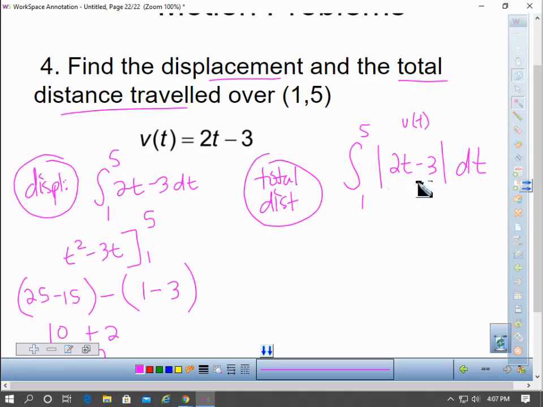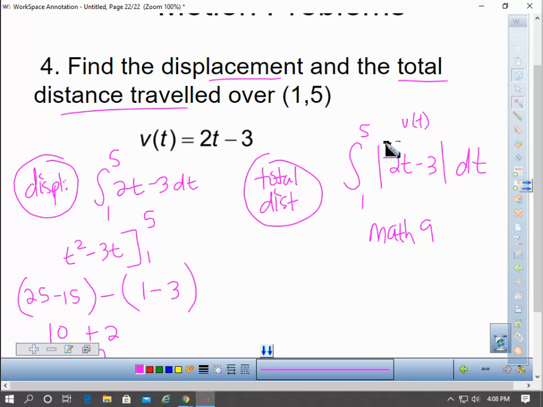Now, to do this by hand, you would have to rewrite the absolute value as 2 different integrals, like a piecewise function. Make sure you split it up where this breaks. This is going to break at positive 3/2, so at 1.5. You'd have to break it up from 1 to 1.5, and then from 1.5 to 5, and you'd have to do the 2 different expressions. One of them is 2t minus 3. The other one is the reverse, negative 2t plus 3. You'd have to integrate that, do the fundamental theorem, and add both answers together. So the easiest way to do it is to math 9 it, of course.